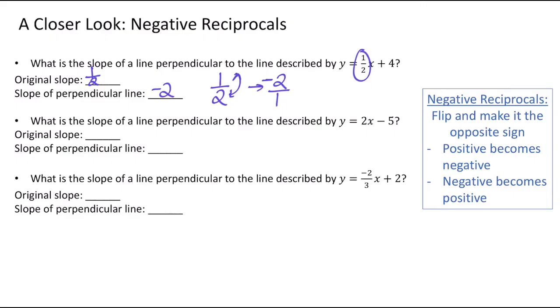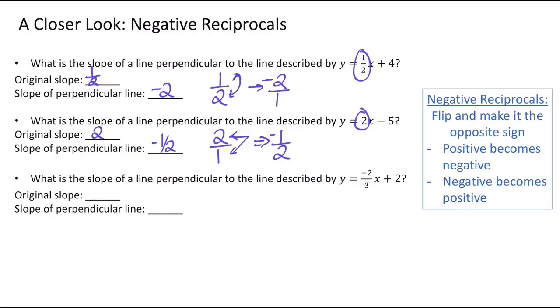Let's find the slope of a line perpendicular to the line described by y equals 2x minus 5. So 2x minus 5 means the line has a slope of 2. So 2 is the same as 2 over 1. I'm going to make this a reciprocal, so that is 1 over 2. And then we're going to make it negative. So the slope of the perpendicular line is negative 1/2.